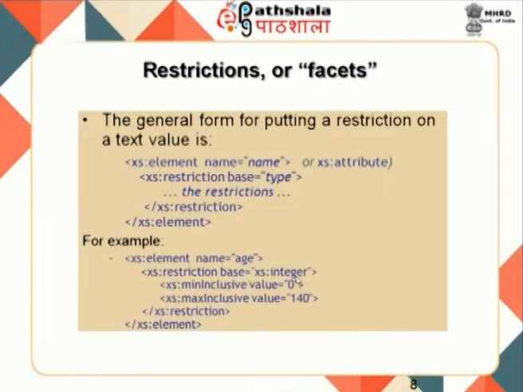You say that the base type is going to be integer, and you say that the minimum inclusive is going to be 0, which means that it includes 0, and you try to give a range for the element age. So, you will say that the age can be 0 and it can go up to 140. So, you can put a minimum inclusive or a maximum inclusive. Inclusive means that it includes this value. So, 0 and 140.